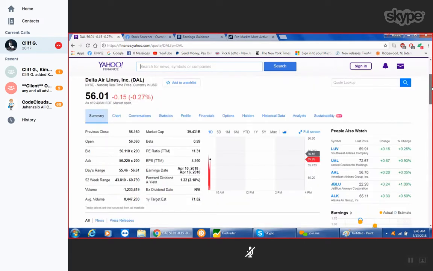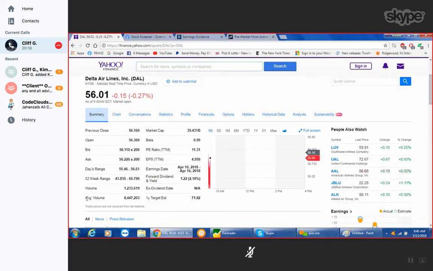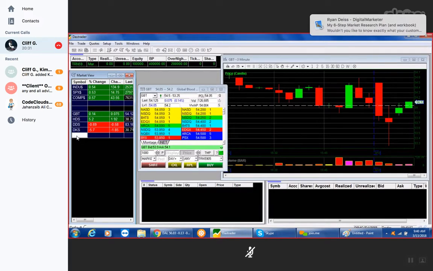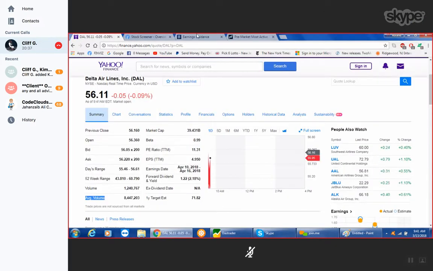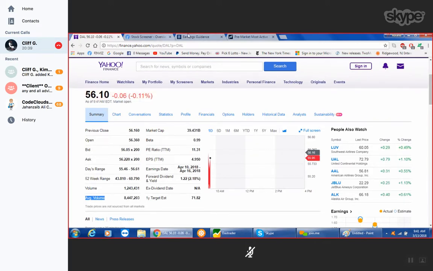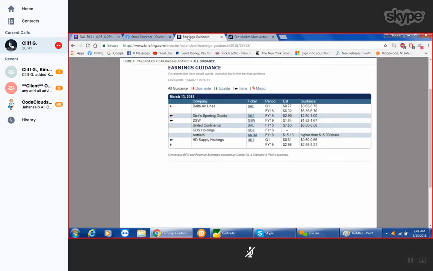Specifically what I want you to look at is the average daily volume. It's 8.4 million, okay? And you can see the price is between 20 and 90. So we're going to add Delta to the list this morning. Never mind the cap. Give it some time, and we can delete later on. But the only three components you're checking are price, volume, and if there's a catalyst. And earnings guidance is a catalyst.